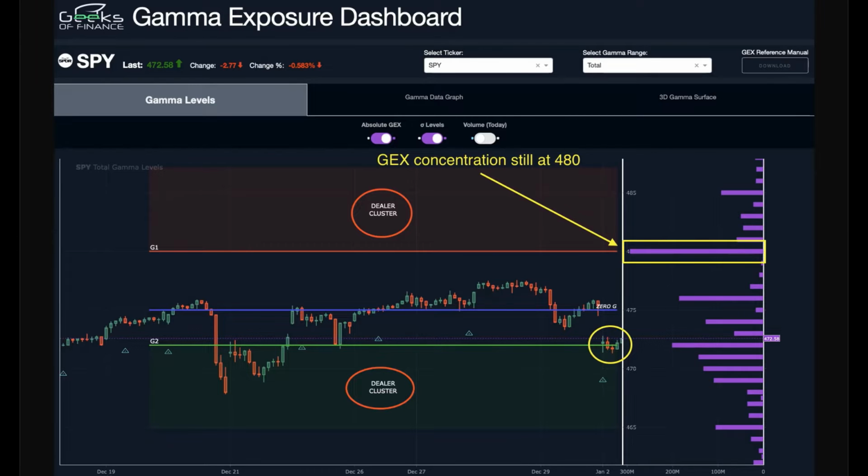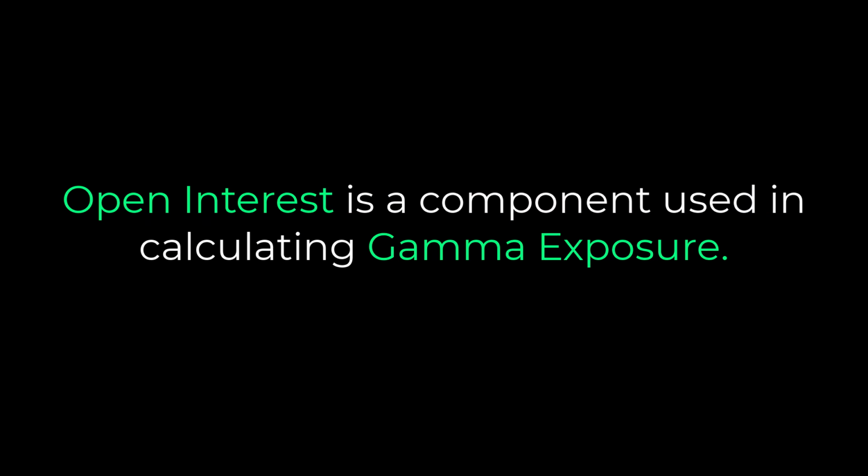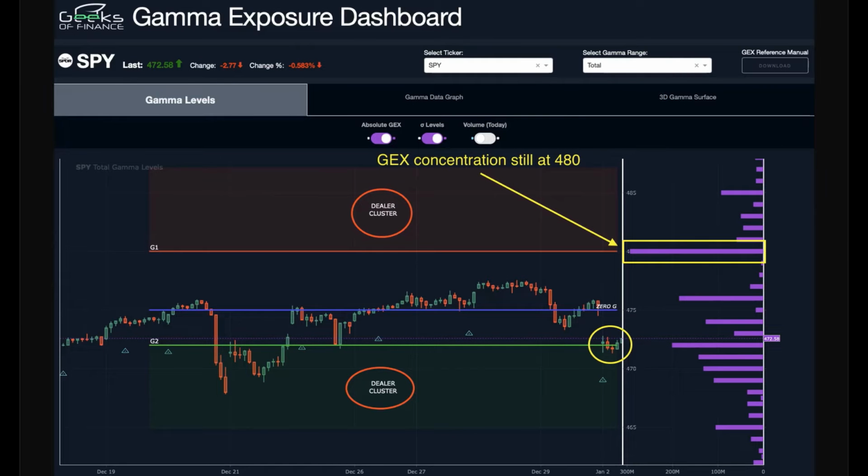Number two, gamma exposure tells us what strike prices will be the most active from an investor standpoint. And this is based on open interest. Open interest is one of the components that goes into calculating gamma exposure. So for example, here we see a gamma exposure concentration at the 480 strike. This is telling us that market participants have a lot of interest at this strike price. And so oftentimes these concentrations can act as magnets, drawing price into those levels.